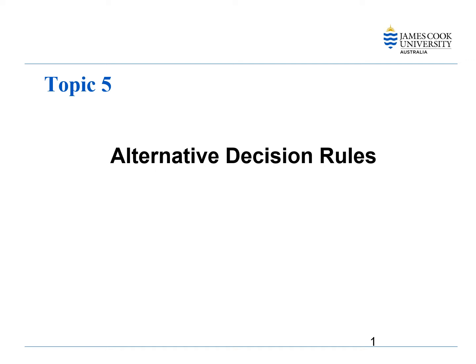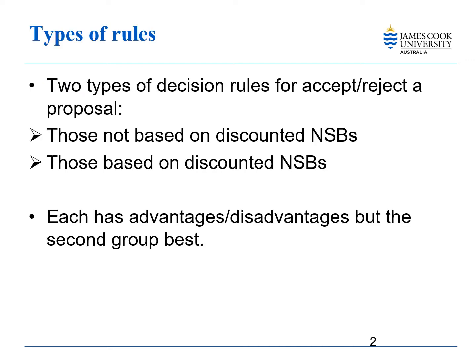In addition to these NPV decision rules, there are also alternative decision rules, and this is what we want to look at today for this topic. Broadly speaking, we can classify all these decision rules into two categories. First, those not based on discounted net social benefit. And second, those based on discounted net social benefit. Each of them has its own advantages and disadvantages, but usually we will prefer the second group.